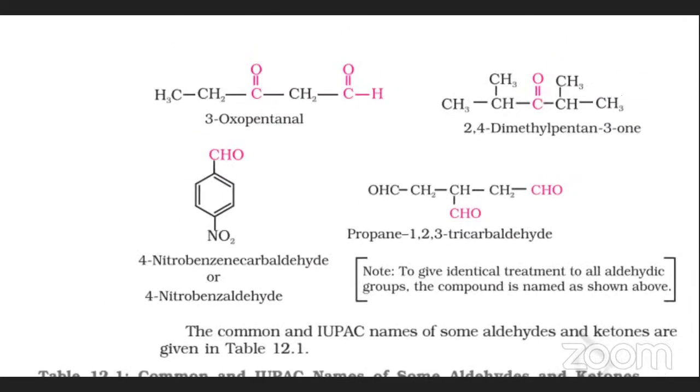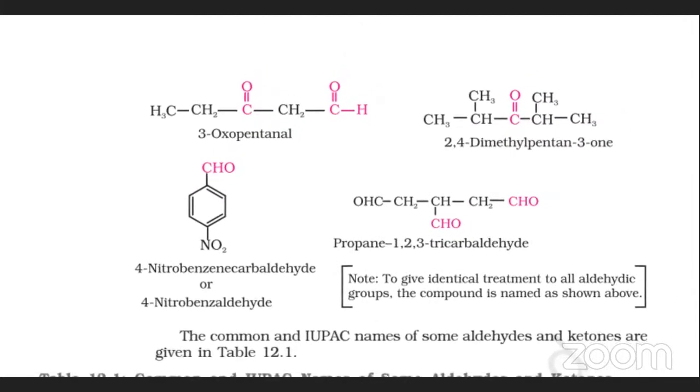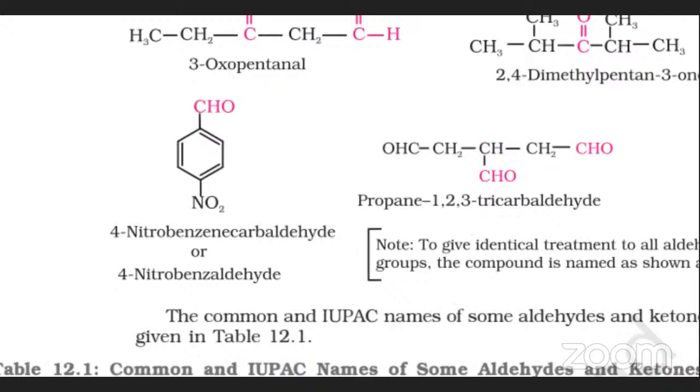Similarly, taking an aromatic benzene ring, we have 4-nitrobenzenecarbaldehyde. Benzene is the first prioritized group, and the CHO carbon is taken as the first carbon. Considering both the right and left sides, the nitro group gets the fourth position. So we call it 4-nitrobenzenecarbaldehyde, or directly 4-nitrobenzaldehyde.